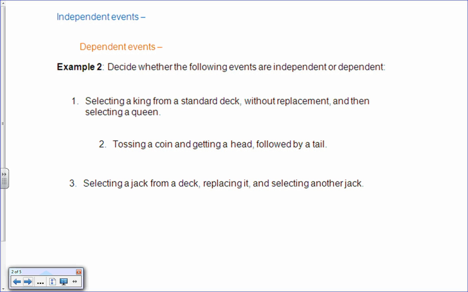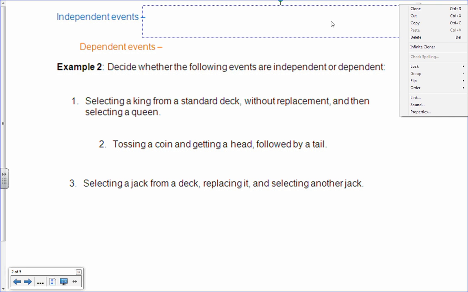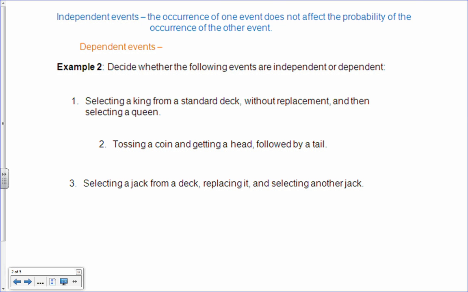Okay. So here's something very, very huge. Independent events versus dependent events. Independent: the occurrence of one event does not affect the probability of the occurrence of the other event.